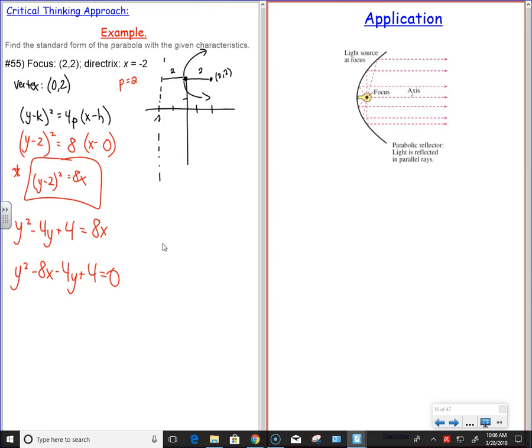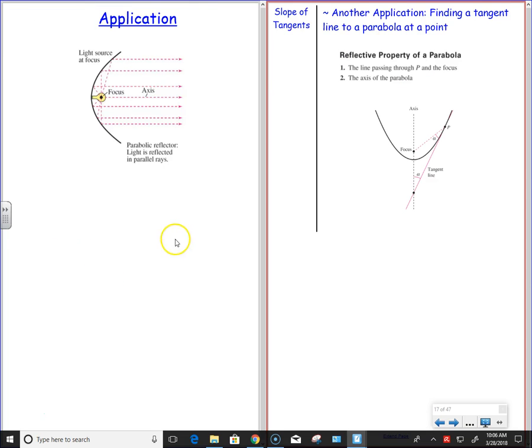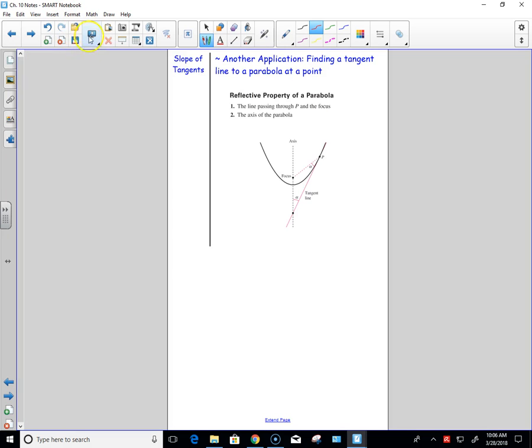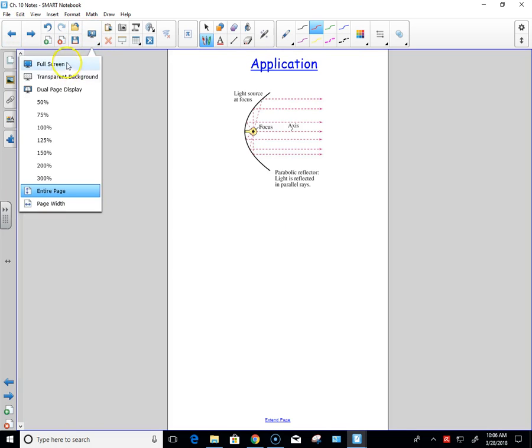We did examples of giving clues, but we did not get to applications. Let me go ahead and zoom in on this real fast. We talked about the flashlight just for a moment. Let me go back to that page real quick. Okay.